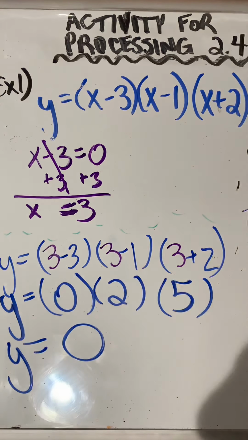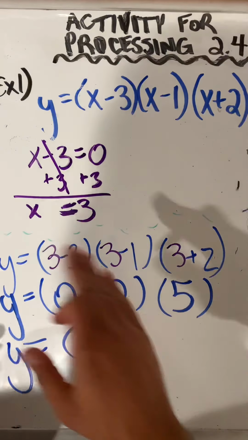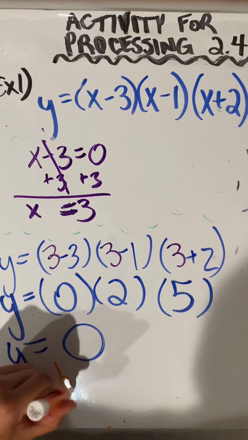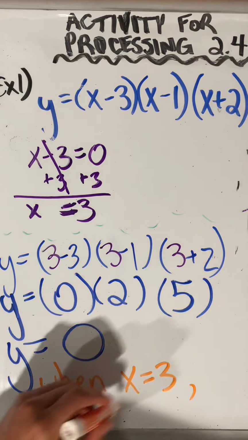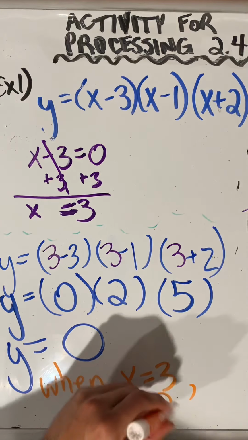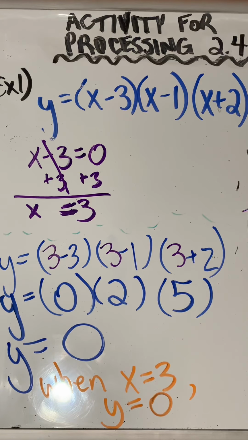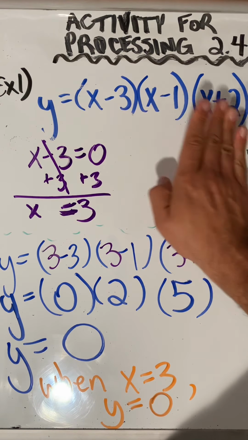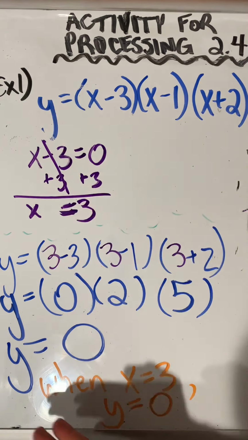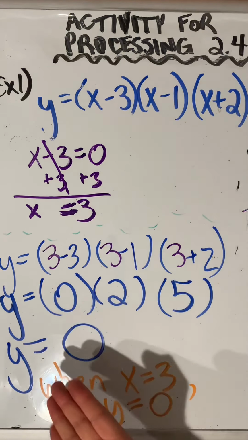so now we can say confidently, because we have proven it, that when x equals 3, y becomes 0. Why? Because 3 minus 3 is 0. 0 times this will turn y into 0. There is a proof. Okay.